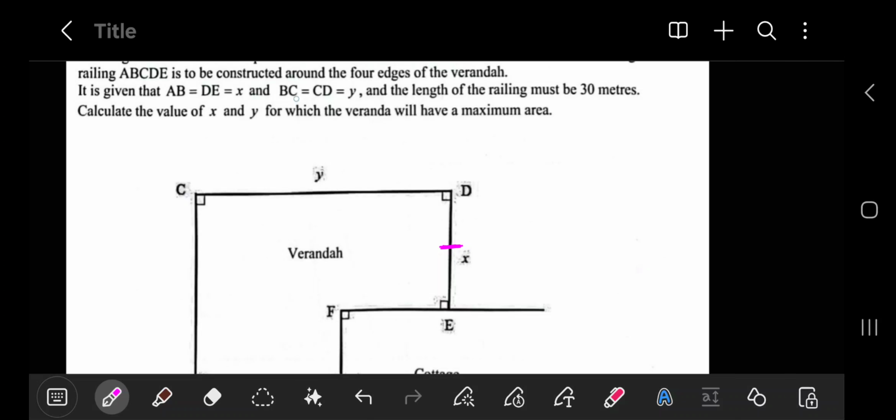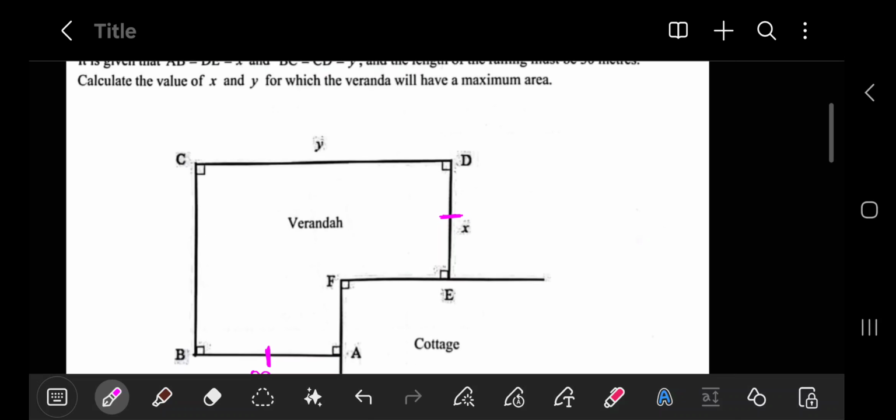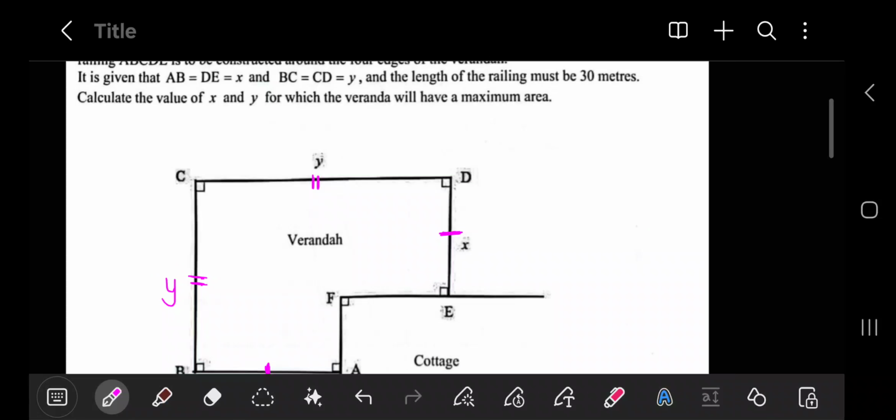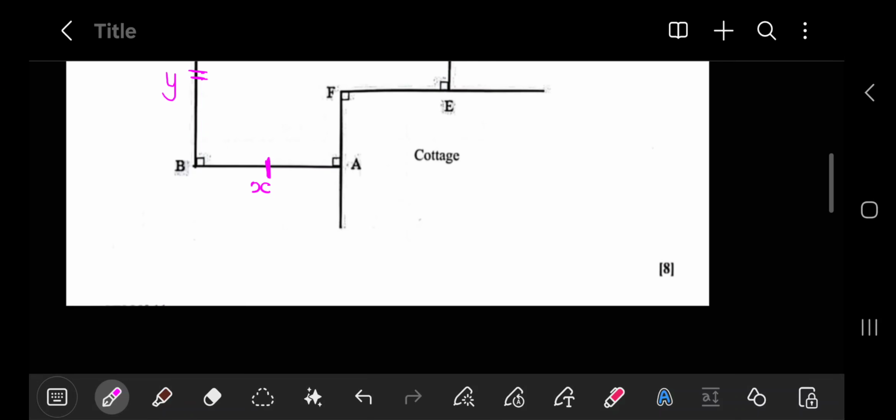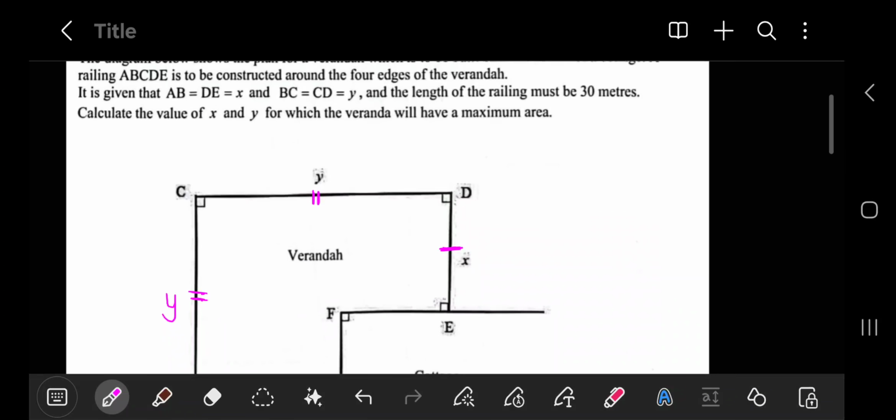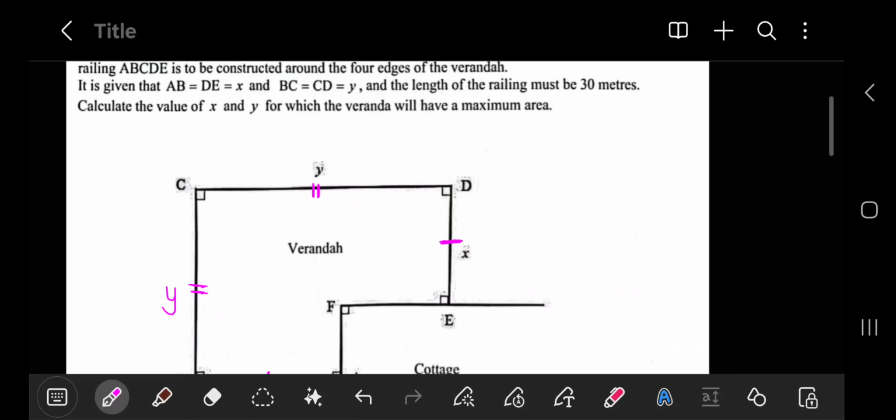Then they also mentioned that BC is equal to CD, which is equal to Y. So here is BC, which is equal to CD, and that's equal to Y. And the length of the railing must be 30 meters. Calculate the value of X and Y for which the veranda will have a maximum area. This was just one complete question for 8 marks, so they did not break it down in any way.